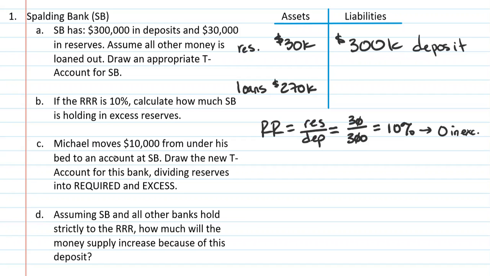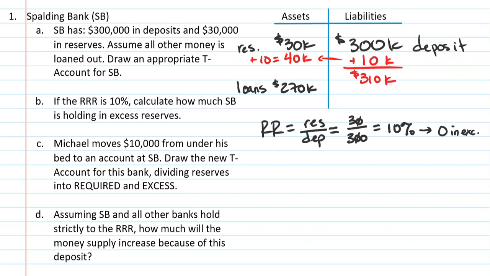So if Michael deposits his money at Spalding Bank, we can come over here and say that Spalding Bank has just added $10,000 in a deposit from Michael, which means that they are now holding $310,000 in this bank. Similarly, their reserves have gone up to 40,000 because all of that plus 10 shows up as a plus 10 on the reserve side as well. So Spalding Bank now has $40,000 in reserves.